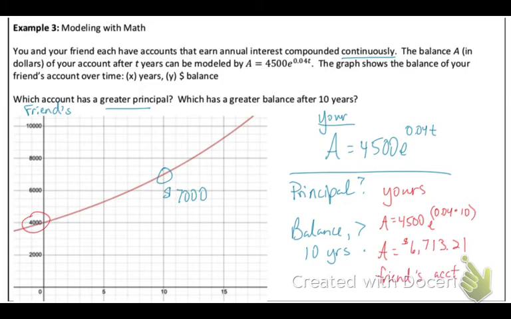All right, that concludes just an explanation of the natural base e and a look at its graph and some real-life applications.